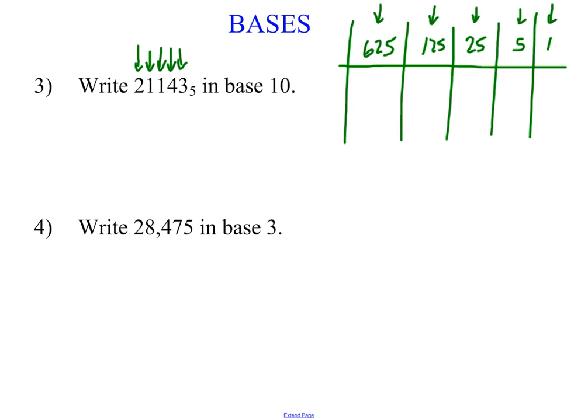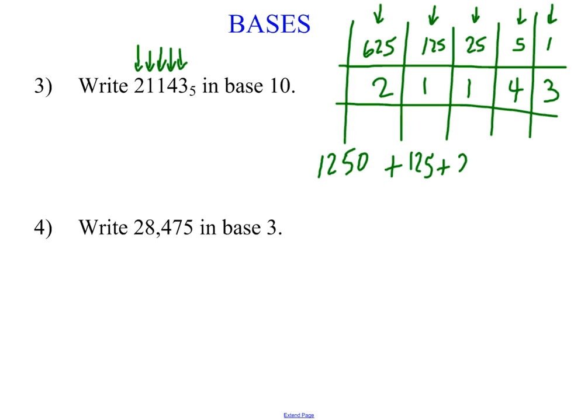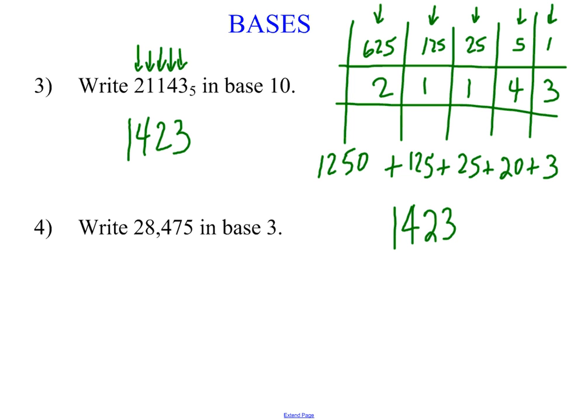And if I just put those numbers in, 2, 1, 1, 4, 3, it's pretty easy just to multiply it out. I'm just going to say 2 sets of 625 plus 1 set of 125 plus 1 set of 25 plus 4 sets of 5 and 3 sets of 1s. Add those all together, and it's 1423. You could put base 10 if you want, but base 10 is our number, so you can just write 1423.